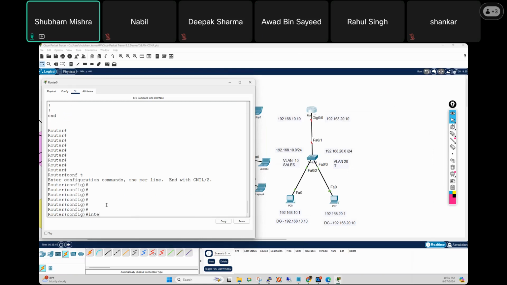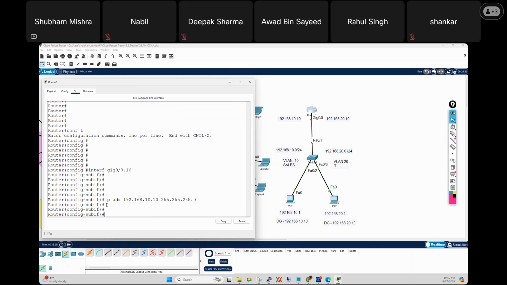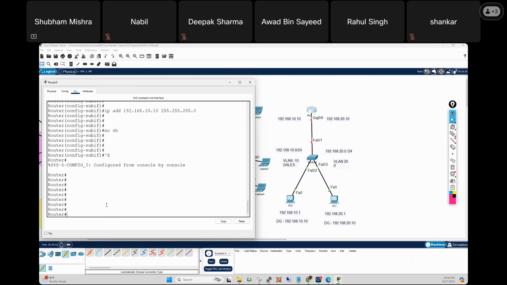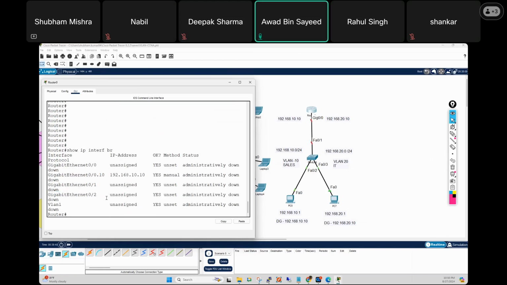Now come on this router. What is the command? Interface gig 0/0.10. This is the interface, right? Here we need to define the IP address. What is the IP address? 192.168.10.10, and subnet mask 255.255.255.0. How can you check? Show IP interface brief. See? On gig 0/0.10, what is the IP address? 192.168.10.10. Clear, everyone? Okay.